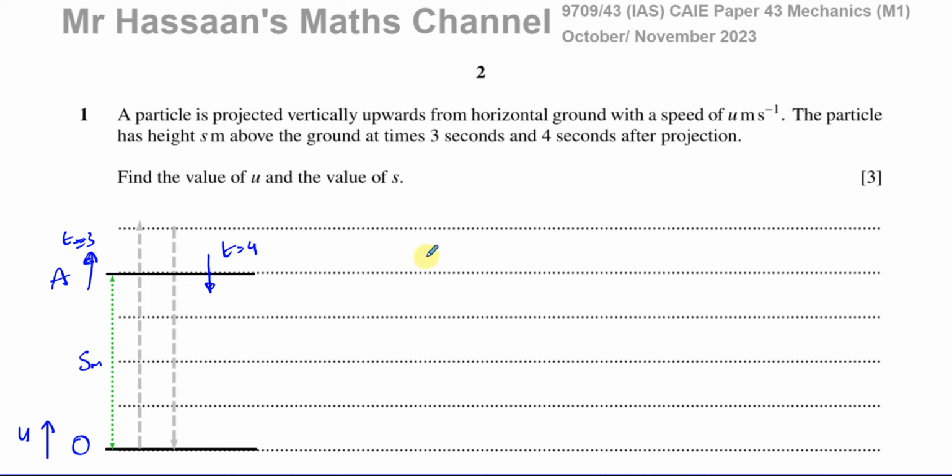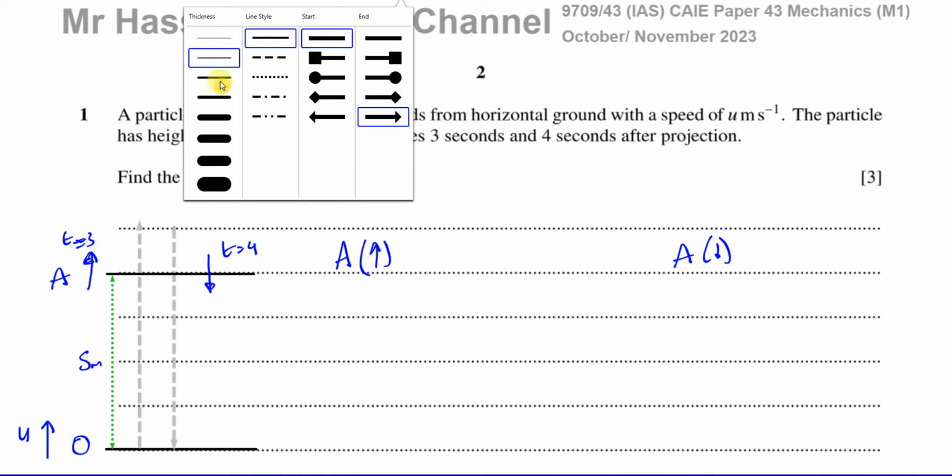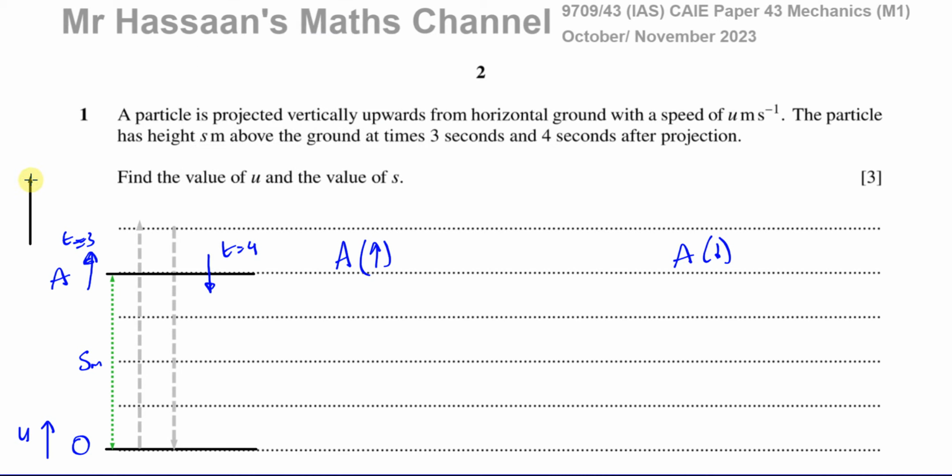Now, we're dealing with constant acceleration due to gravity, and therefore we can use the SUVAT equations. There's two ways we could answer this question. I'm going to show you both ways. One way is we can consider A as the object is moving upwards, and we can consider A as the object is moving downwards. Because initially this object was projected upwards, I'm going to take the upwards direction as positive. So this is my positive direction.